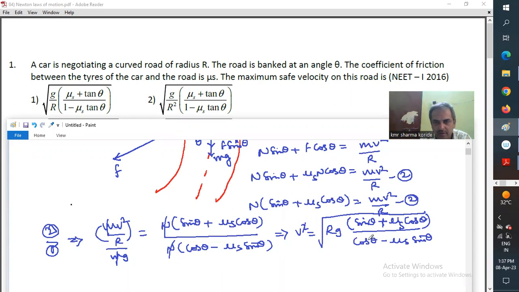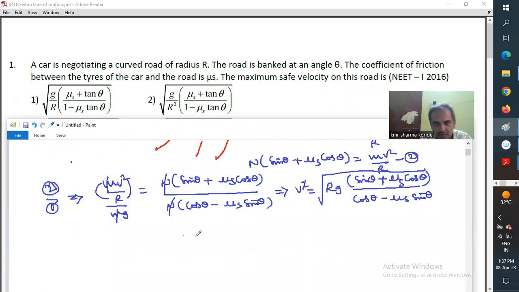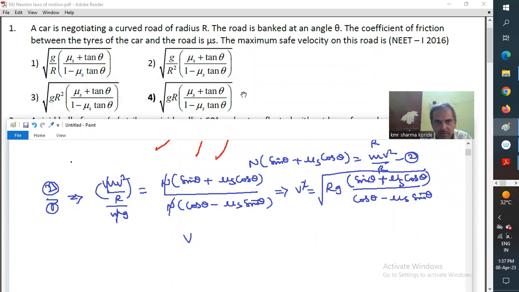Even you can take out common sin theta. If you take out common sin theta, you will get rg, and sin theta common here gives one plus mu s. Okay, better you take cos theta common.